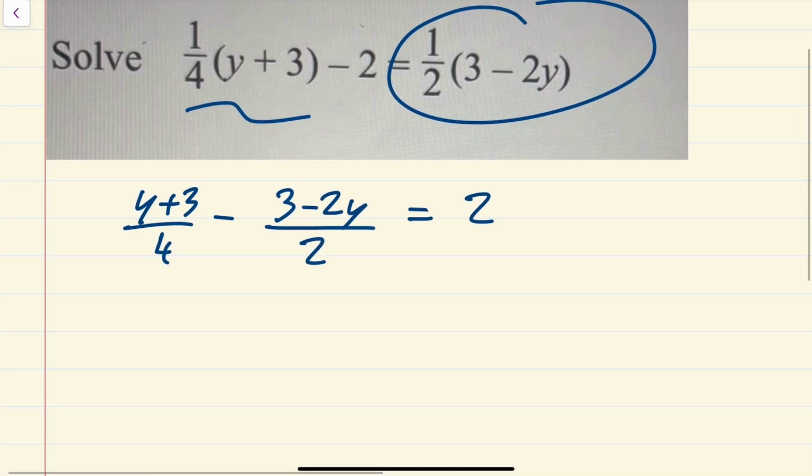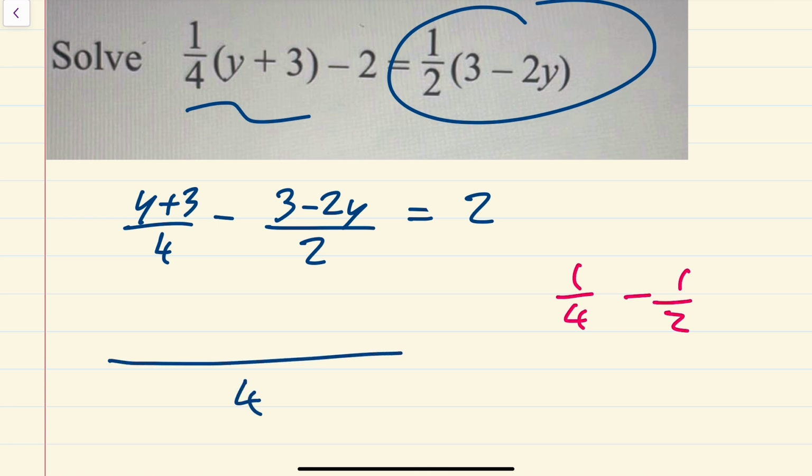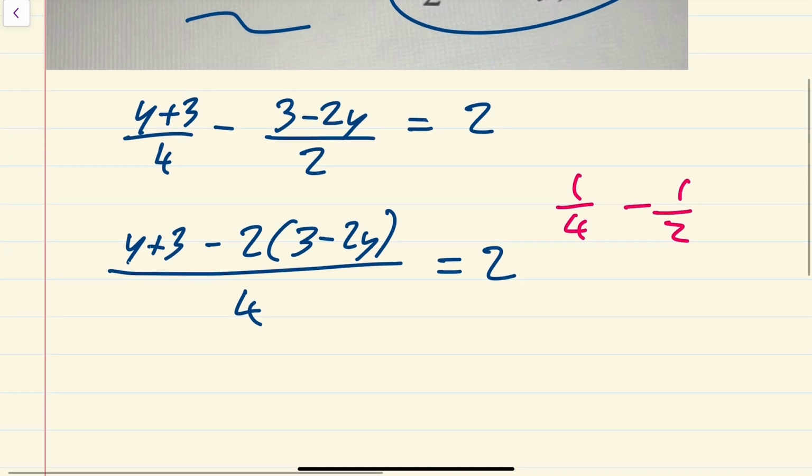So if you get confused with these, just go back to something that you do understand. If I had a quarter minus a half, I would take a common denominator of 4. So over here on the left hand side, I want to take a common denominator of 4. So the top line already has a denominator 4, it's fine. This next bit doesn't have a common denominator 4, so you need to multiply your bottom line by 2 to get 4, so you multiply your top line by 2 as well.